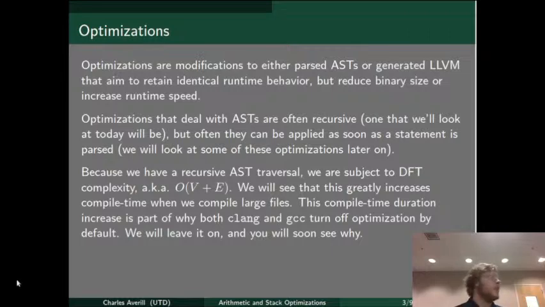And because we have a recursive AST traversal, we are going to be subject to depth first traversal complexity, which is O of the number of vertices times the number of edges in the tree. We are going to see that it greatly increases the compile time duration when we compile large files. However, there are some hacks that we can do to get around that.